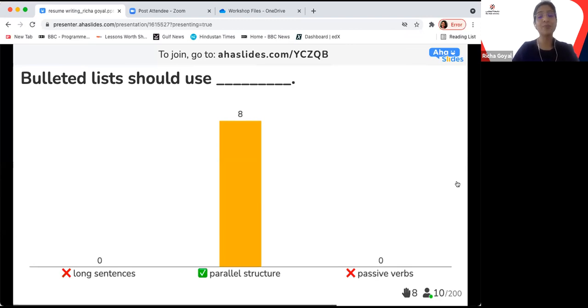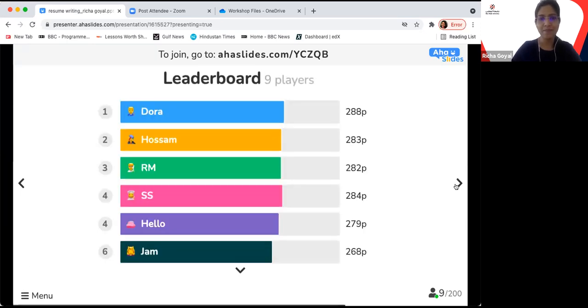Please remember that any list, even if it's not on a resume, even if it's in your email, if you are going to create a bulleted list, it should always be in parallel structure. It could be in your report, in your research paper, in your email, and especially on your resume, because it got to be flawless. All right, so parallel structure. Let's see who answered the fastest.